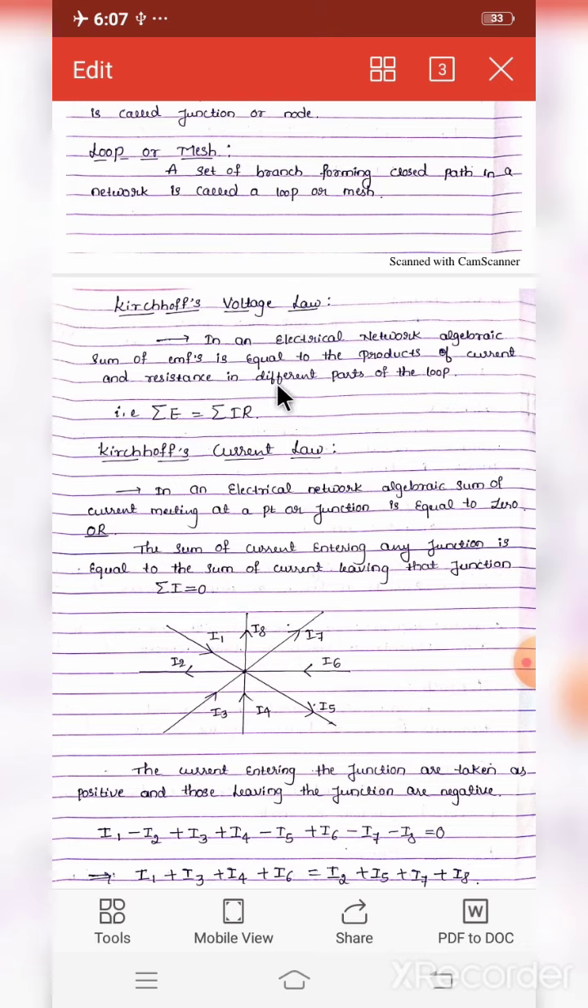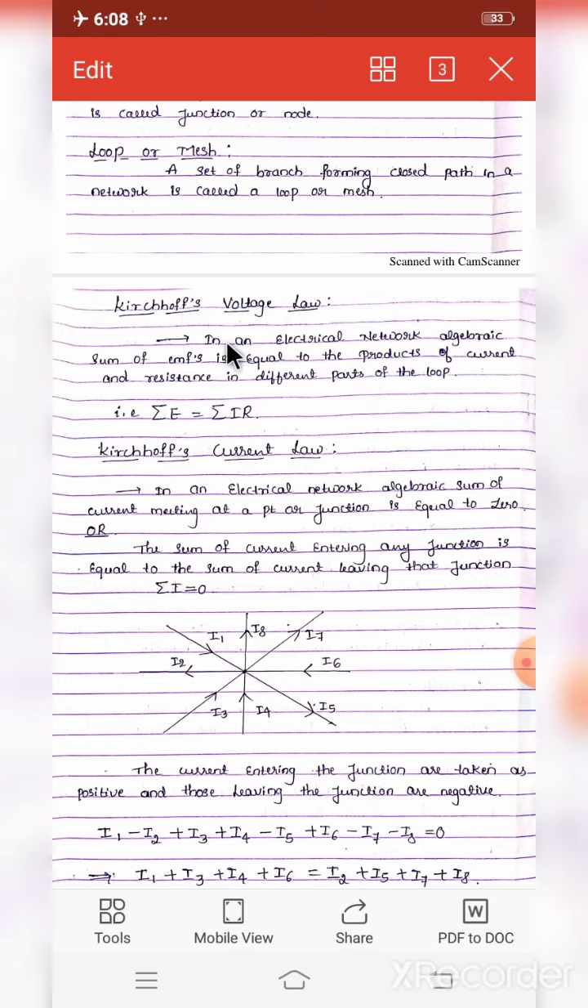So what do you mean by Kirchhoff's laws? There are two types of laws. Kirchhoff is the name of the scientist. He published two laws. One is the voltage law, another one is the current law. So what do you mean by the voltage law? In an electrical network, the algebraic sum of EMFs, electromotive force, is equal to the product of current and resistance in different parts of the loop.